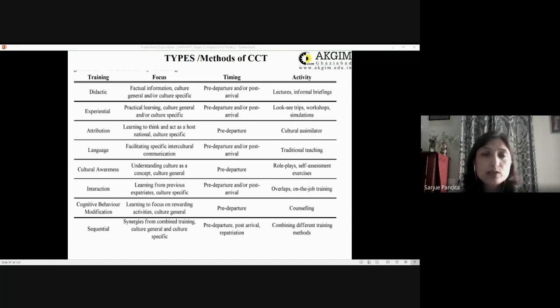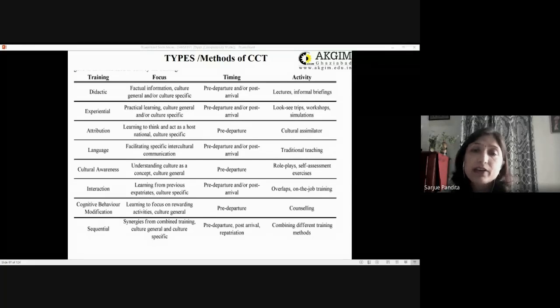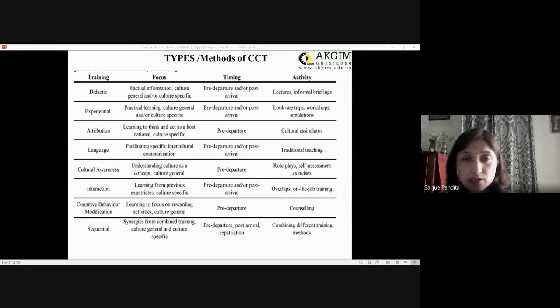It is a less structured method, and it generally involves casual conversation with the experts. That means a person who is being sent on the international assignment will be having a casual conversation with the trainer, and it would be more or less a less structured, classroom type of training.